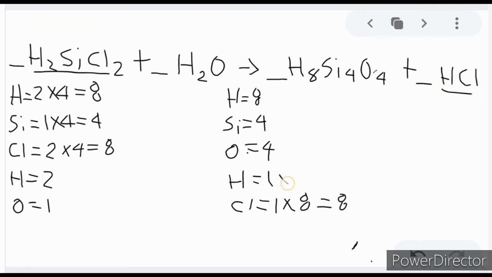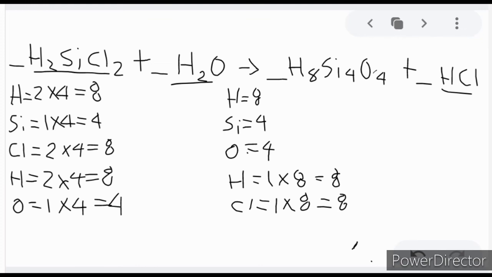But since it is in the same group, which is HCl, we also need to multiply H. So we get 8. In total, H is 16 on the right side. However, on the left side, we only have 10, so just multiply it by 4 in order to also get 8. But then times 4 also on O, so we get 4.